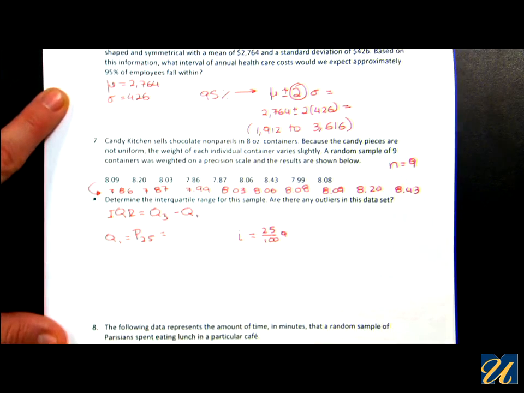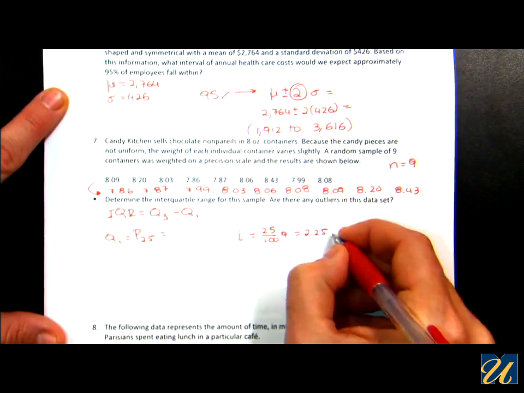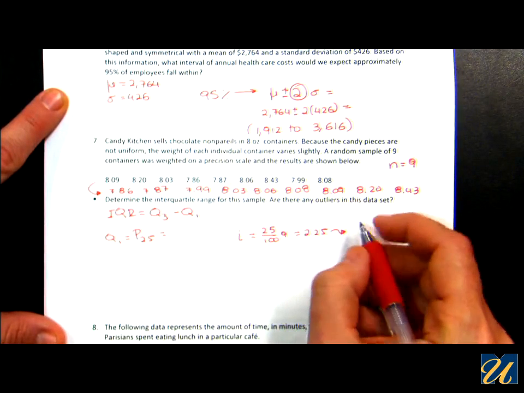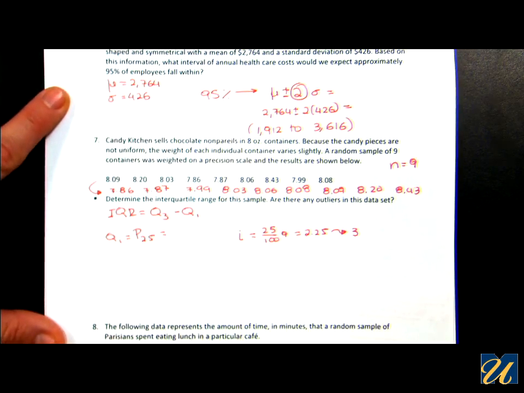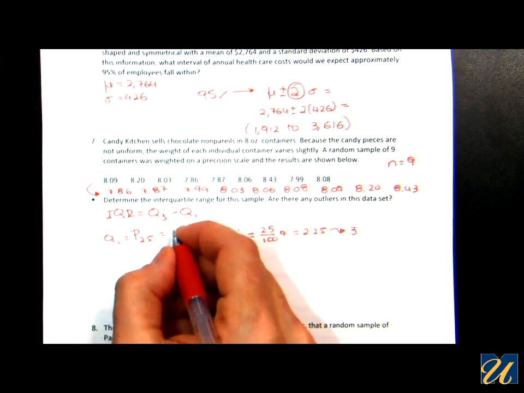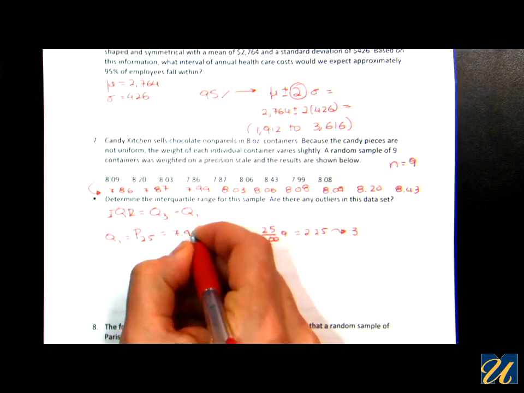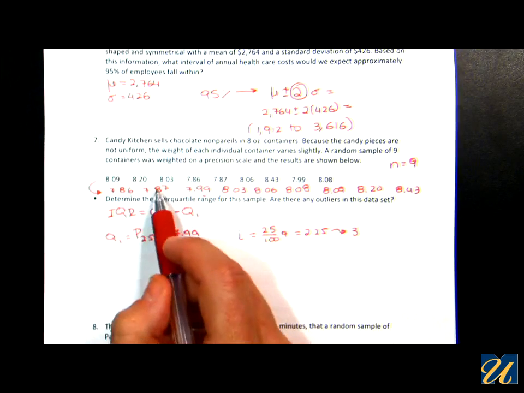9 is the number of entries we have. This is 2.25. It's a decimal. I round up to the next convenient number. That becomes a 3, which means I will have to take the third ranked observation. So Q1 will be equal to 7.99, the third ranked observation. 1, 2, 3.